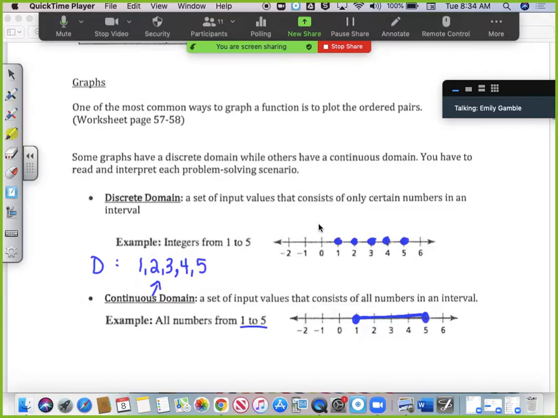So anything from 1 to 5 would be a continuous domain, meaning that you can't just list the domain numbers like we did here. For a continuous domain, you have to use an inequality like we did in the last chapter, showing that anything from 1 to 5 is your solution. So you would use a compound inequality showing that the solutions are from 1 to 5, like that.